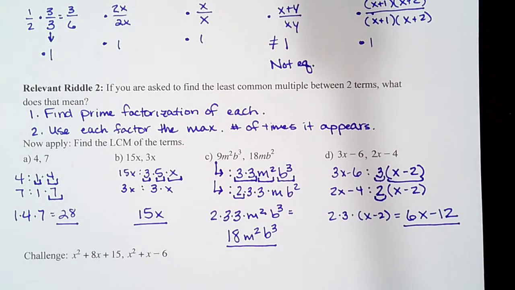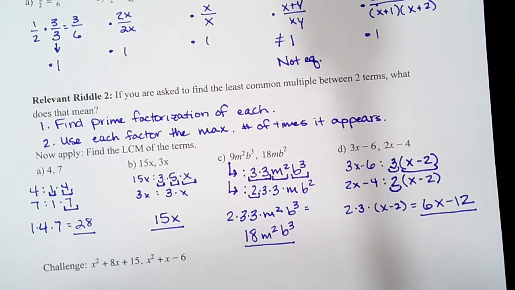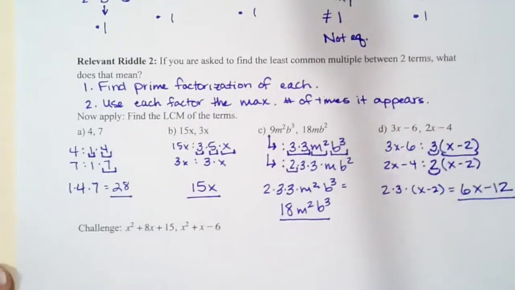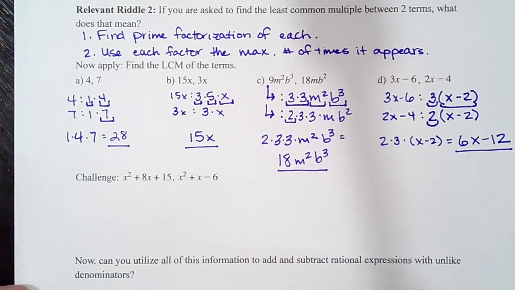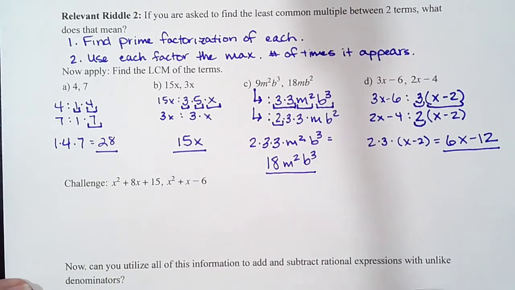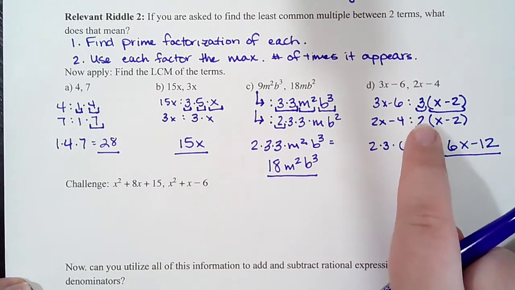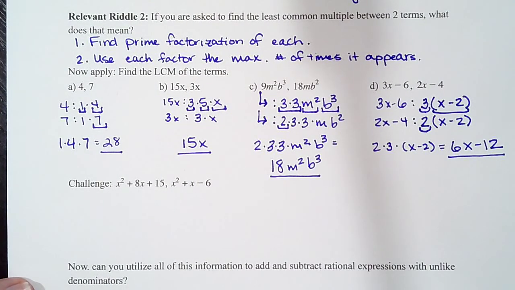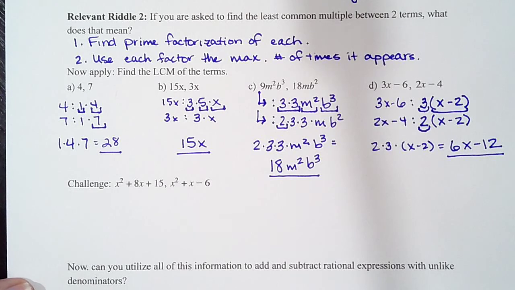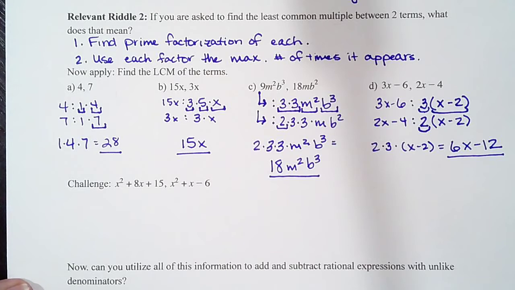All right, challenge time. If I give you the term x squared plus 8x plus 15 and a second term of x squared plus x minus 6, the first thing you're going to do is write out the prime factorization. And that's going to look very similar to this problem here. So why don't you go ahead and pause the video, take a minute to see if you can do the first step, finding that prime factorization of both terms. If you get that, go ahead and try the second step. Otherwise, come on back, we'll do it together.